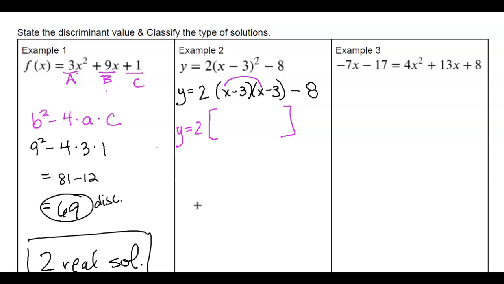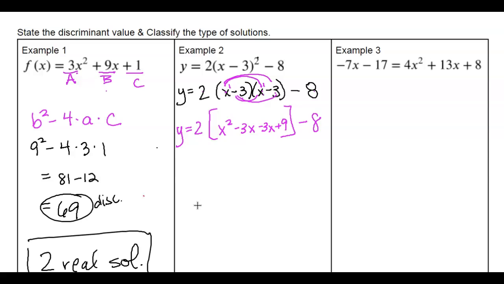So as a review, we do x times x. Remember, when it's x to the first times x to the first, you add exponents. So you get x squared. Then x times negative 3. Then negative 3 times x. And then negative 3 times negative 3. Okay? And I still have the minus 8. All right, so that's my first step.